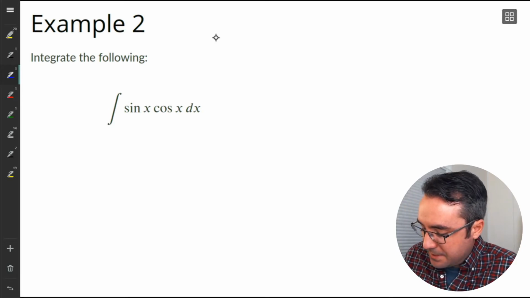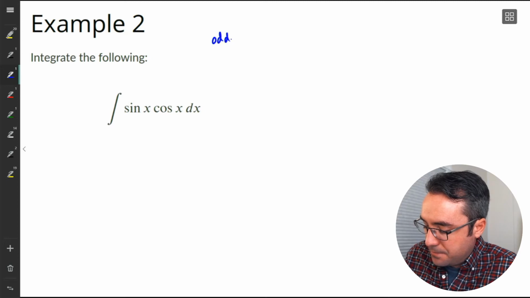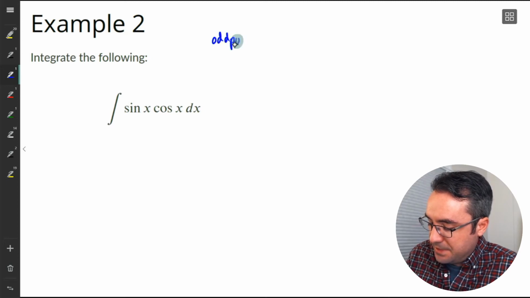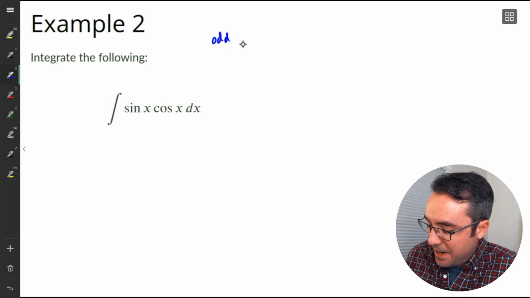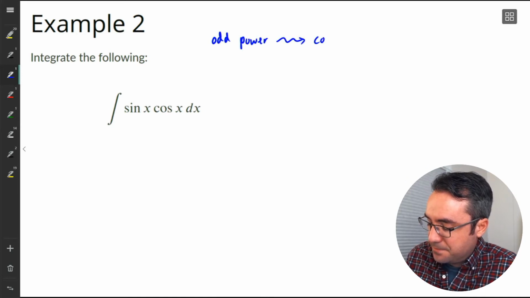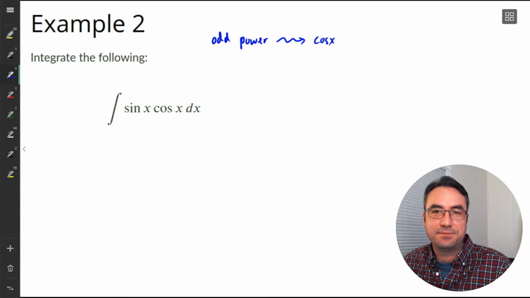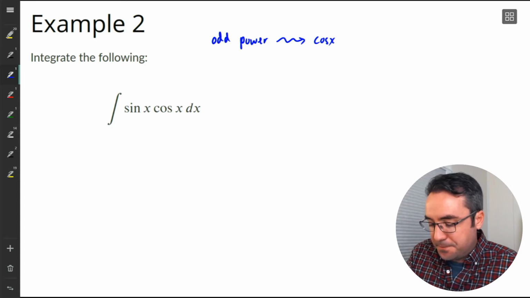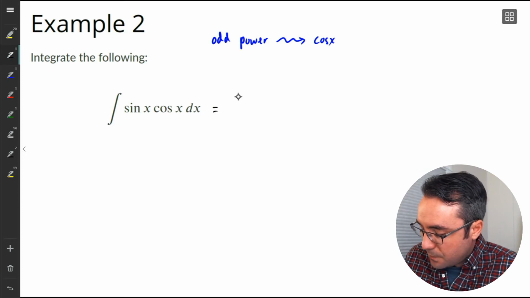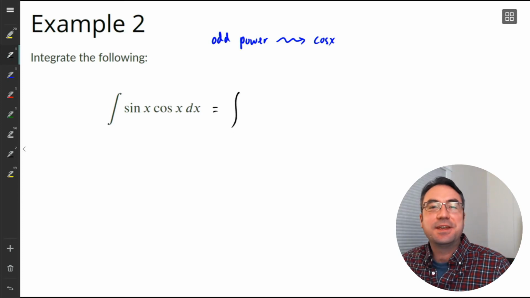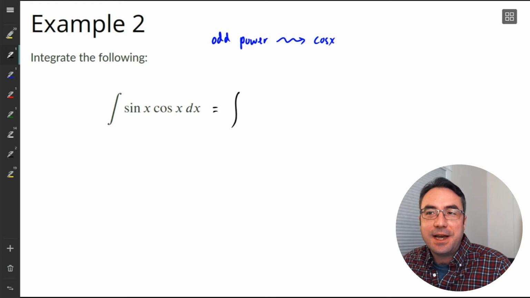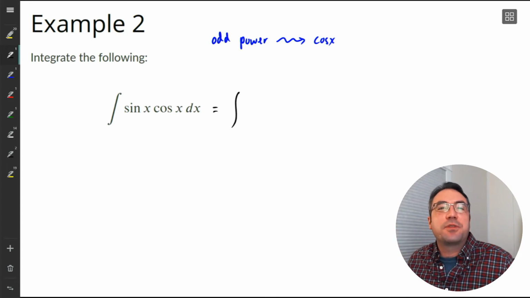So let's say our odd power is cosine. Same as what we did in example 1. So what are we going to do? Well, it's not going to look like we do much here, but this is more of like what we're thinking in our head.